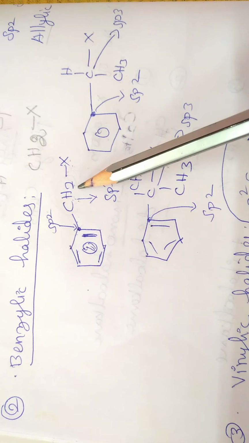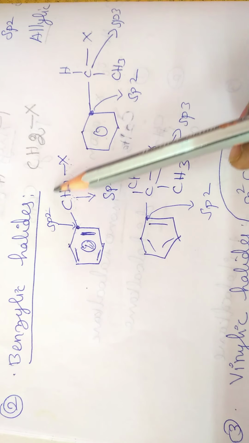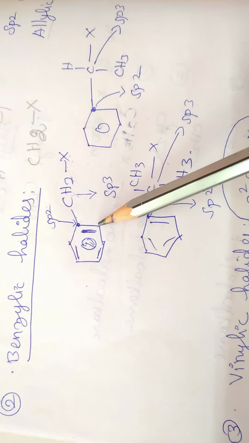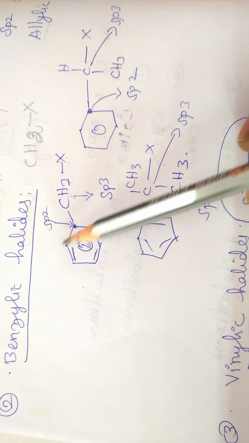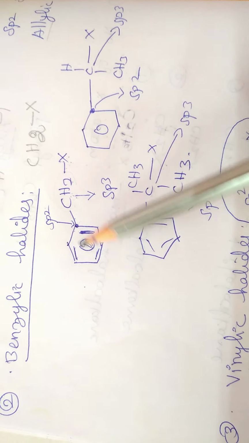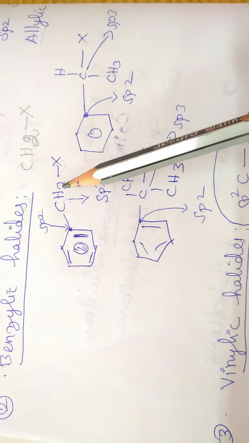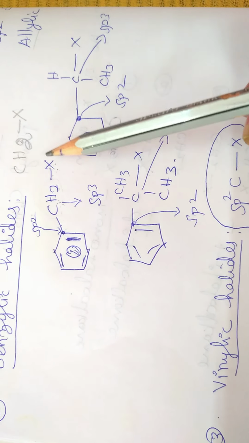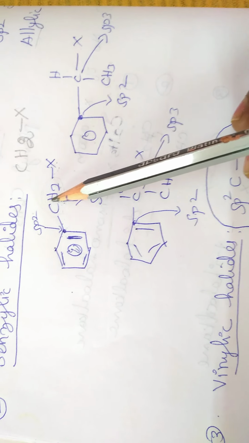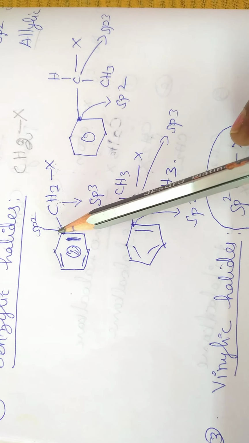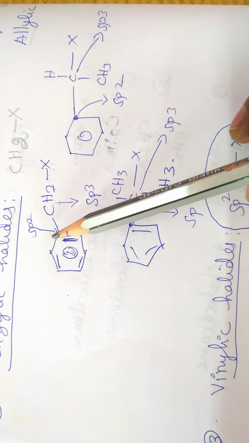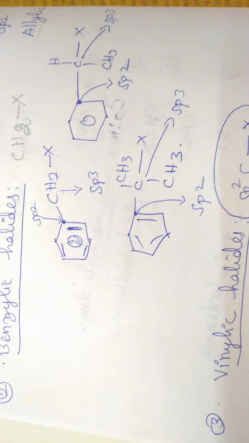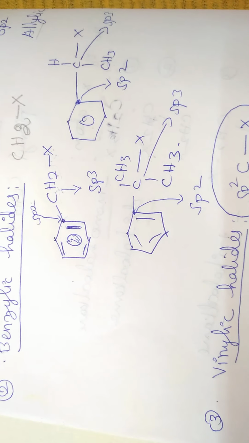Halogen directly attached with an sp3 hybridized carbon next to a carbon-carbon double bond in a phenyl, that is, in an aryl group. So we have a benzene ring, and an sp3 hybridized carbon with a halogen. So here the halogen is attached with an sp3 hybridized carbon next to a carbon-carbon double bond in an aromatic compound. It is known as benzylic halides.